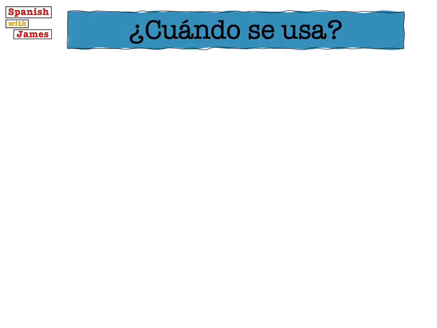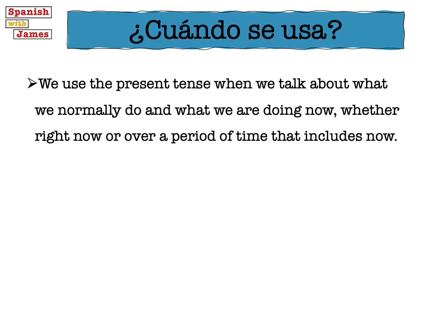¿Y cuándo se usa? When is it used? We use the present tense when we want to talk about what we normally do, what we're doing now, whether that means what we're doing right now or what we're doing over a period of time that includes now. For example, I could say, Aprendo español. I learn Spanish. So it doesn't necessarily mean I'm learning it right now as we speak, but it means that I'm learning Spanish over a period of time that includes this moment.